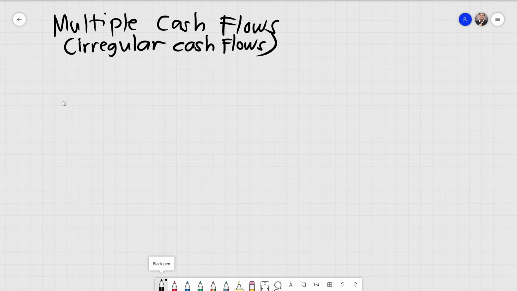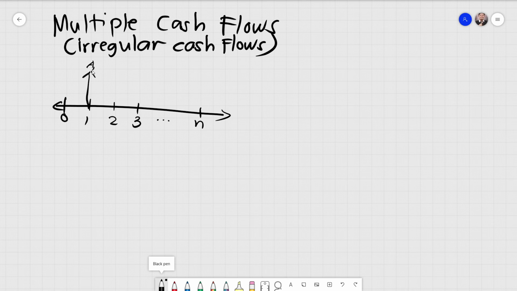So gagawa tayo ngayon ng cash flow diagram. So this is time 0, year 1, year 2, year 3 hanggang year end. So halimbawa, may mga cash flows tayo on this period. So we have this cash flow at year 1. Denote na lang natin siyang A sub 1. At year 2, so we have another cash flow. Then year 3, we have another cash flow here, and so on.